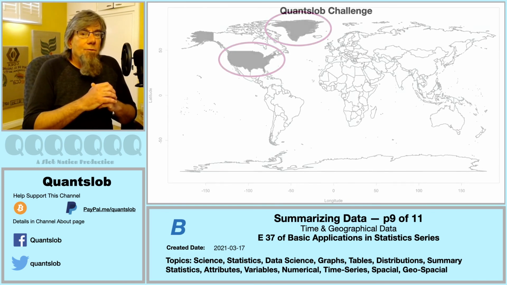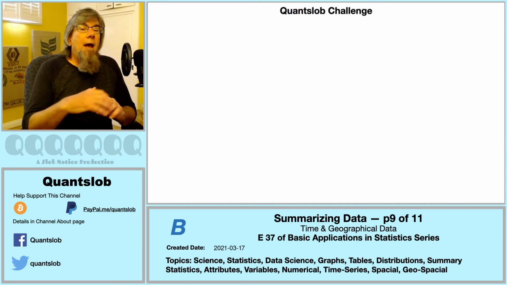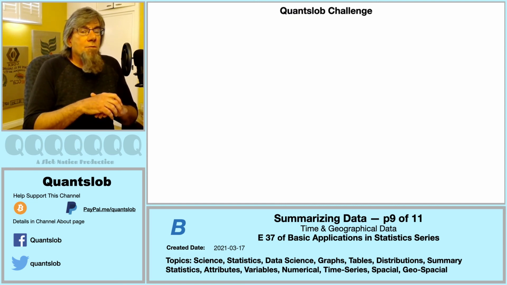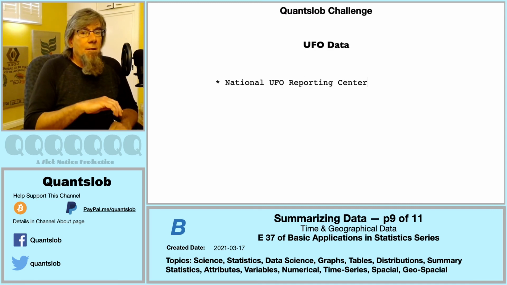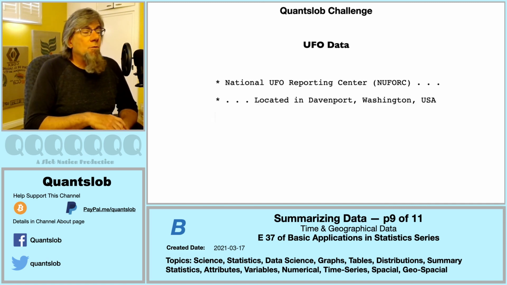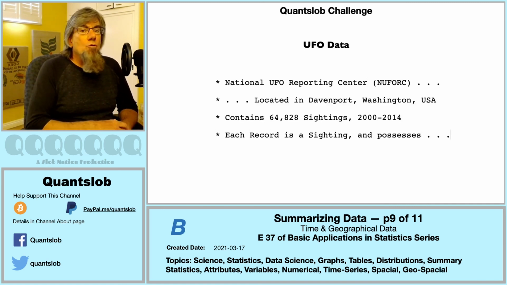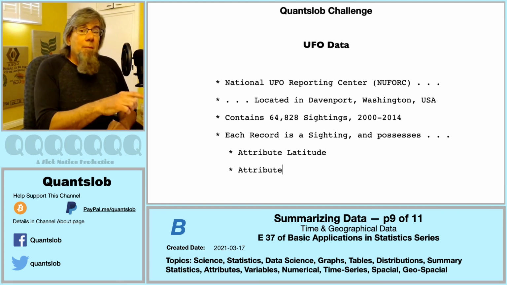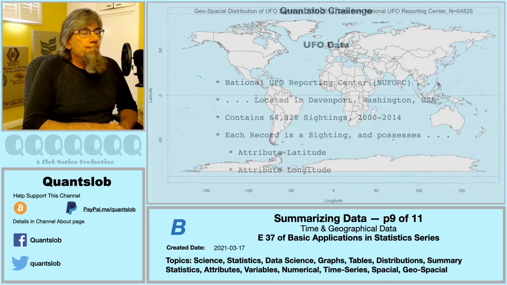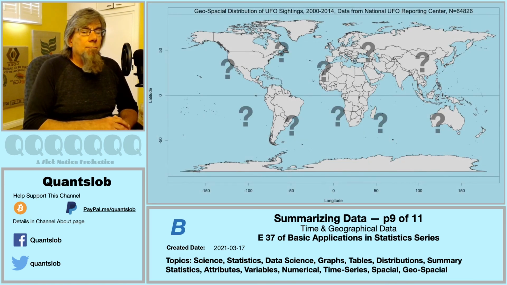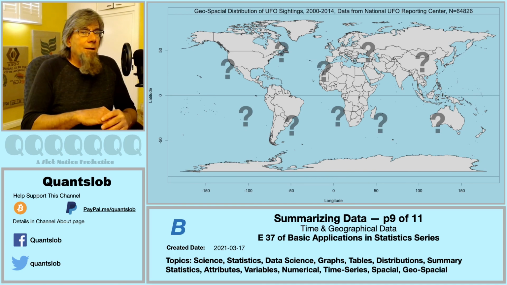Now, we still have yet to look at an example of plotting geographical data, and we're going to leave this as part of our Quant Slob challenge for this video into the next. Here we go. The ultimate source of UFO data we've looked at earlier in this series is provided by the National UFO Reporting Center, NUFORC. Given the information presented here, first part of our challenge, do you think we can plot these data on our map? And the second is, if we can, just using our imagination, what do we think the global distribution of UFO sightings might look like?